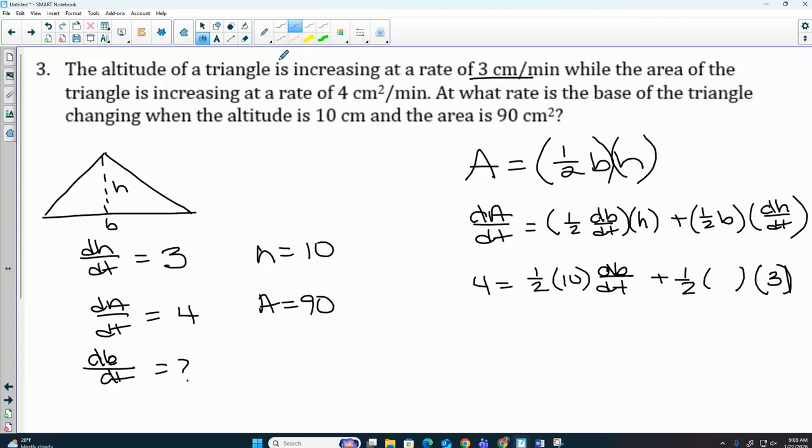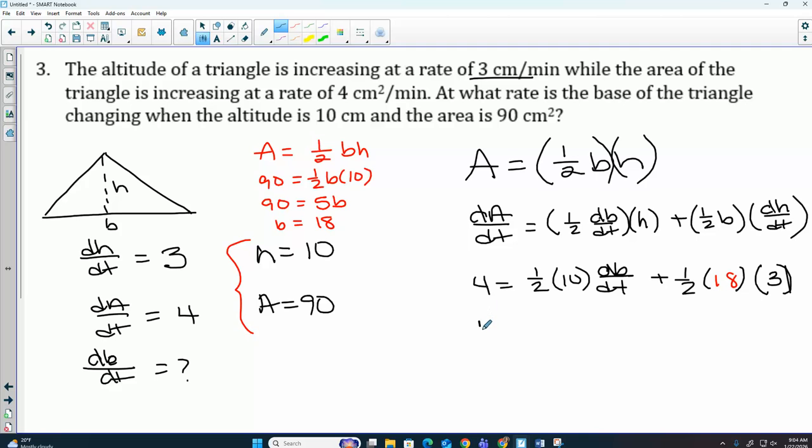How am I going to find my base? Yep. If we go back to this formula, we know that at the instant we're looking, the area was 90. We don't know the base, the height was 10. So at that time, 90 equals 5b, so the base is 18 at that instant.